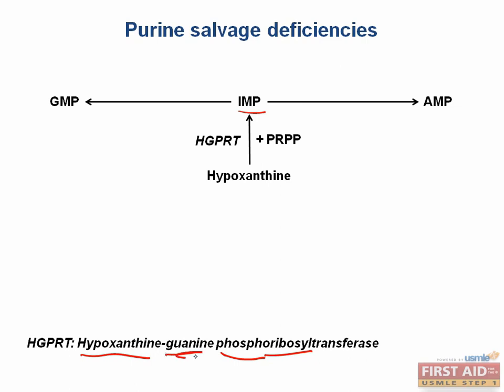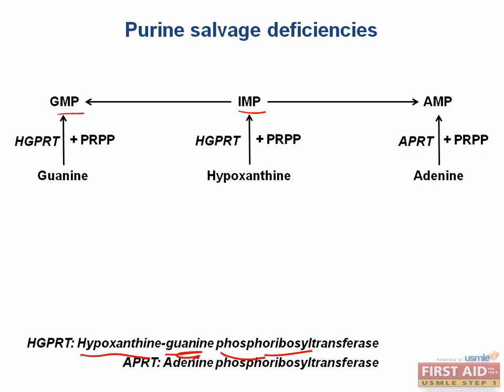But what about the G in HGPRT, which is guanine? HGPRT can do the same thing with guanine that it does for hypoxanthine, to make GMP. However, you need a different enzyme to use adenine to make AMP, which is APRT, or adenine phosphoribosyltransferase.